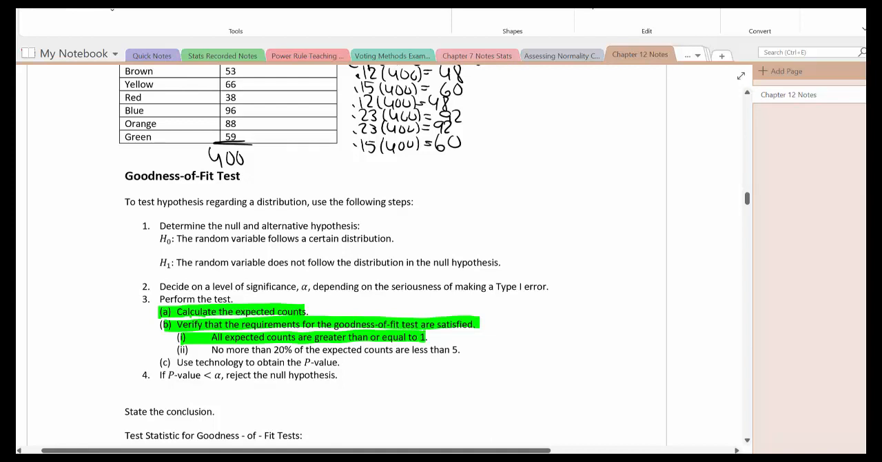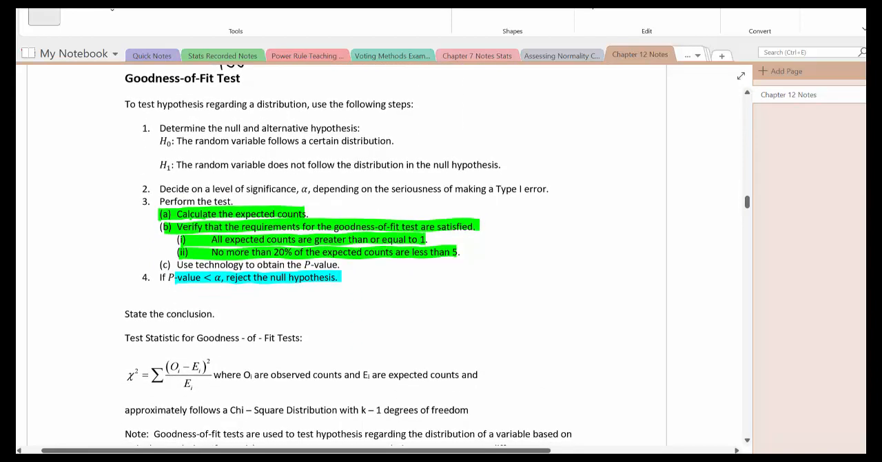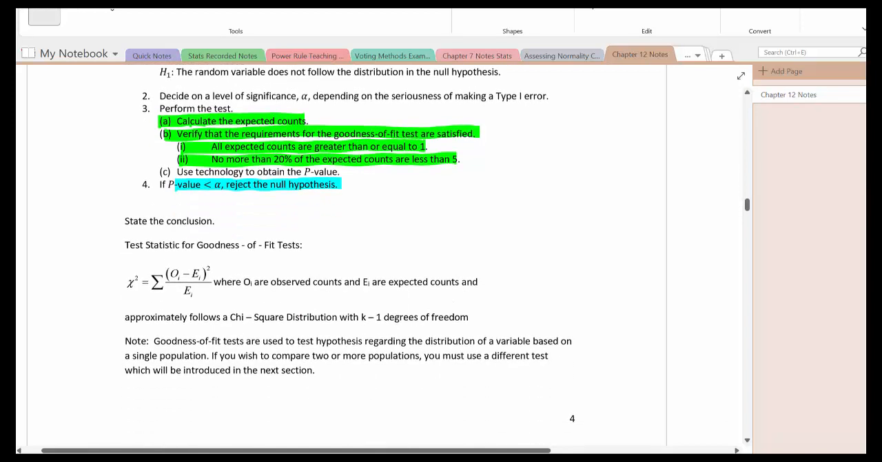All expected counts are greater than or equal to 1. No more than 20% of the expected counts are less than 5. And we'll use technology to obtain the p-value. Just like everything else up to this point, if the p-value is less than alpha, we will reject the hypothesis. And then, of course, state the conclusion. And I've listed out the test statistic for goodness of fit test. But again, we'll be using the calculator to help us with this and not use the test statistic.